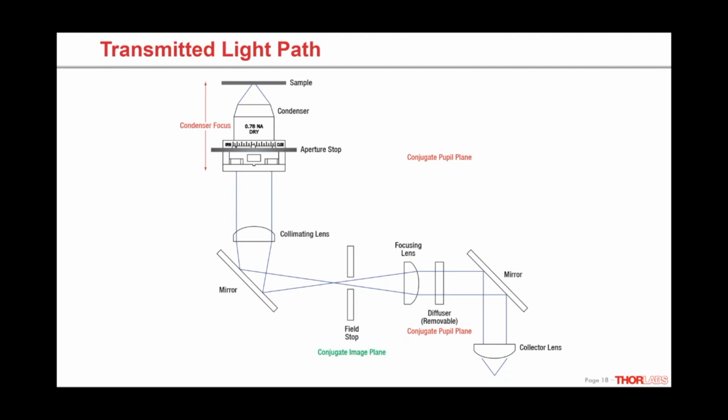Since samples are thick, condensers in a transmitted light path have the ability to focus up and down in order to illuminate the relevant parts of a sample.